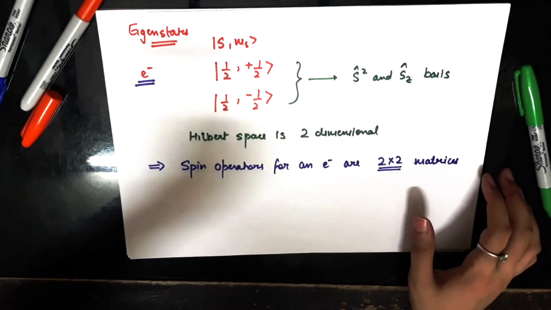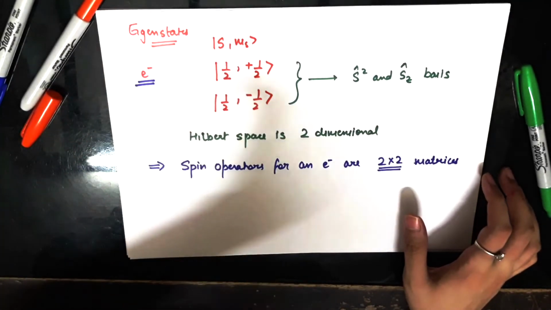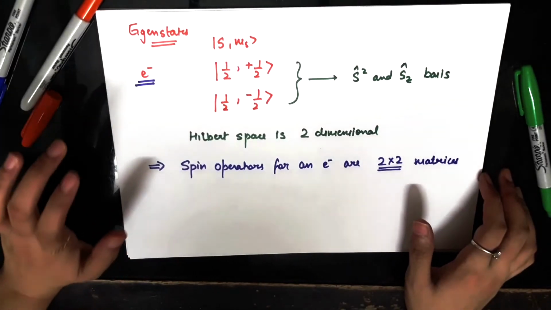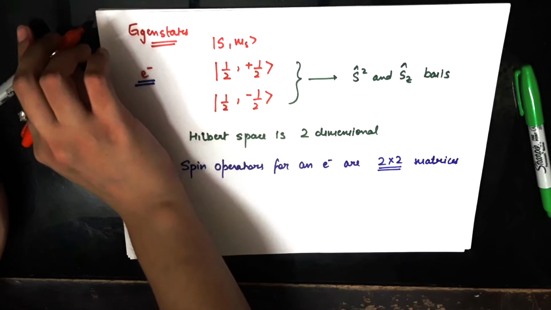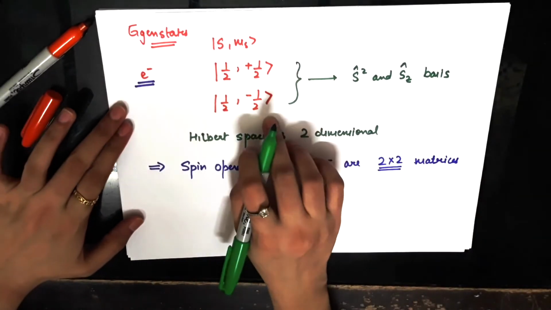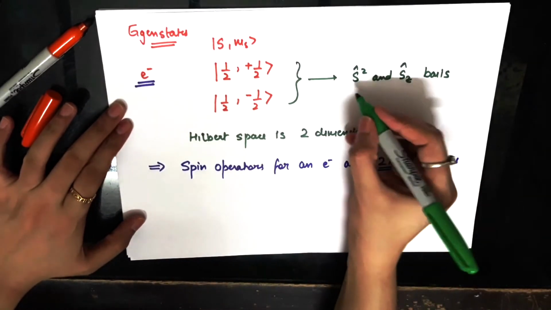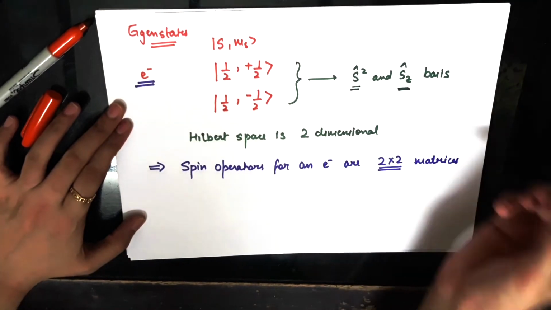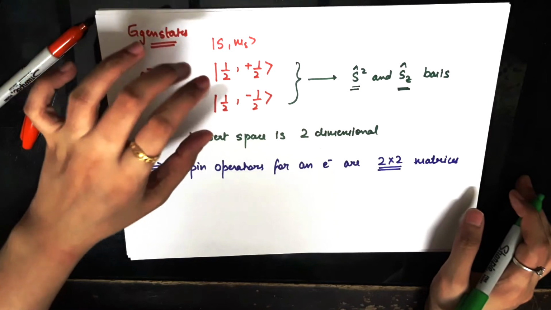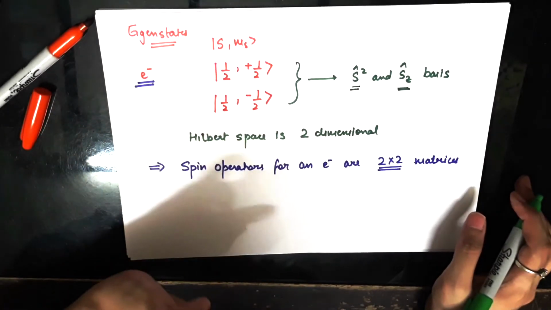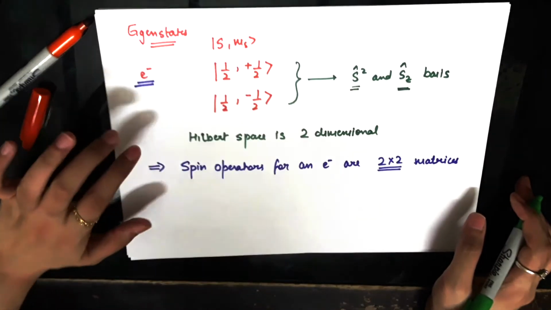Now let's start figuring out the explicit forms of those 2 by 2 matrices, keeping in mind that these two eigenstates are eigenstates of the Hermitian operators S squared and Sz. So these eigenstates should be orthonormal: they are normalized to 1 and they are mutually orthogonal.